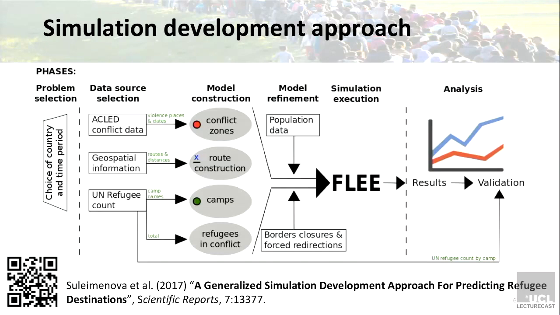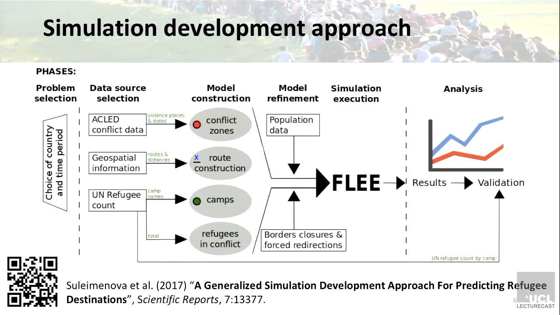After identifying the conflict region, as I mentioned, 3 countries, you start to collect data sources. So ACLED, which provides us violent places where conflict occurred. We have geospatial data, so from the conflict zone towards the camps, how many kilometers, how they should be distributed across. And we have UN refugee count, which provides us camp names of the neighboring countries, as well as how many refugees were in certain camps. After taking that data, we construct our initial model.